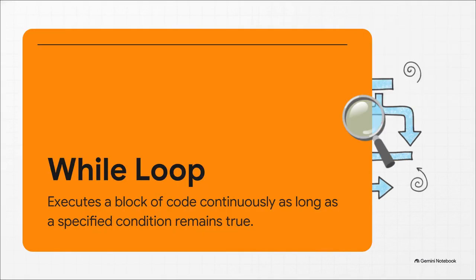All right, let's quickly ground ourselves with a clear definition before we jump into the deep end. A while loop is a fundamental repetition structure. It's designed to execute a block of code continuously, over and over again, as long as a specified condition remains true. The exact moment that condition becomes false, the loop ends, and your program just moves on. It's essentially like asking a question repeatedly. Is this still true? Yes? Cool. Then do it again.